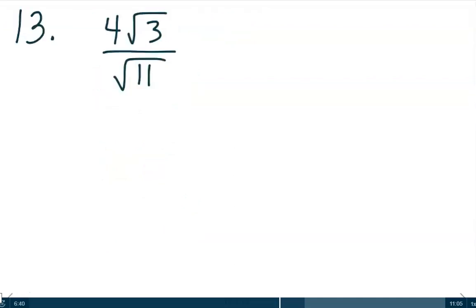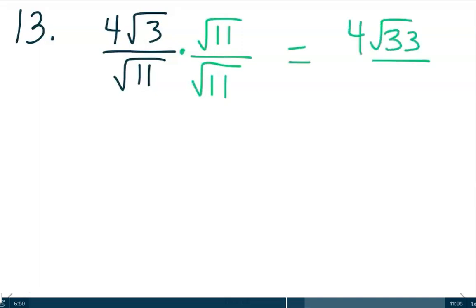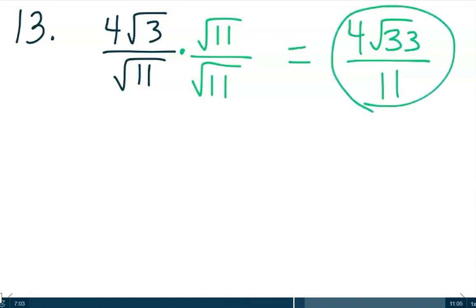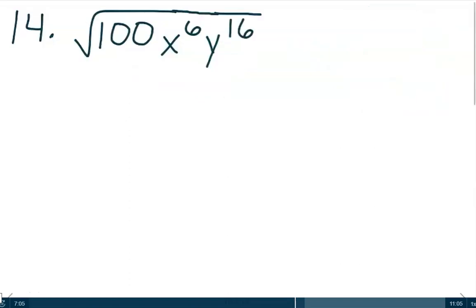We cannot leave an irrational number in the denominator, so multiply the top and the bottom by square root 11. On the top, you'll have 4 times square root 3 times square root 11 is square root 33. On the bottom, square root 11 times square root 11 is 11. So final answer, 4 square root 33 over 11. The 4 and the 11 have no common factors, so it will not simplify anymore.